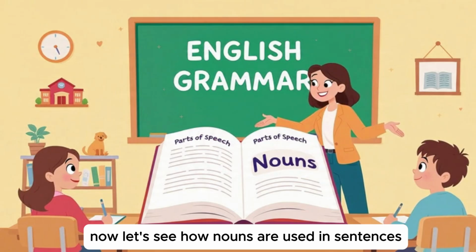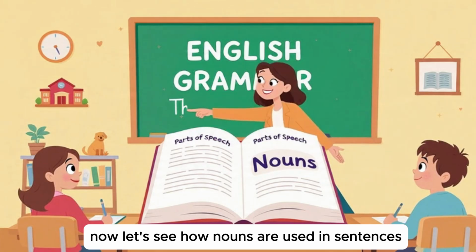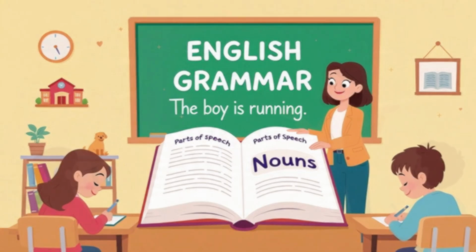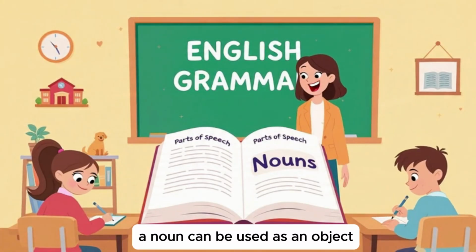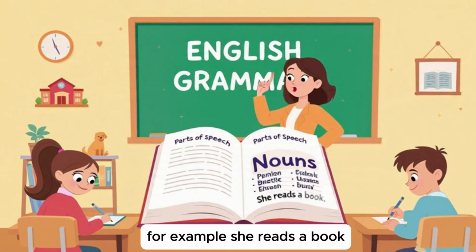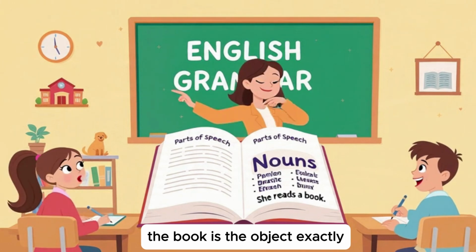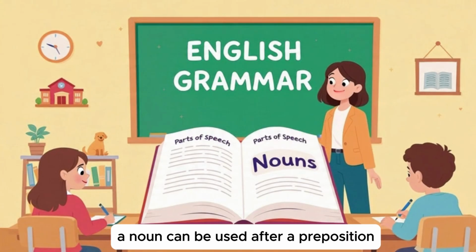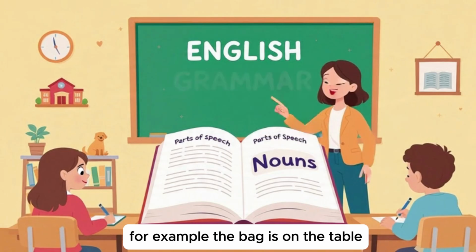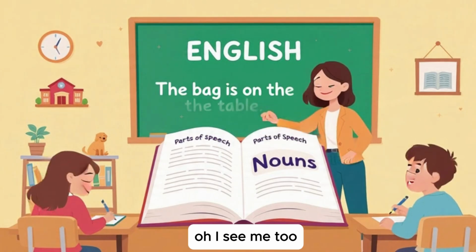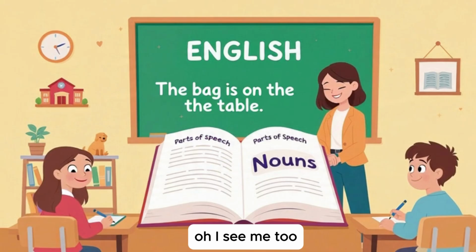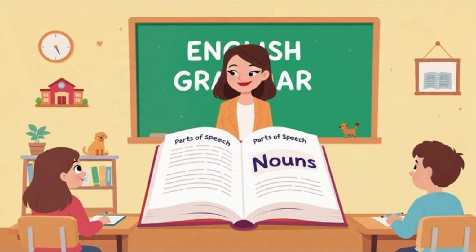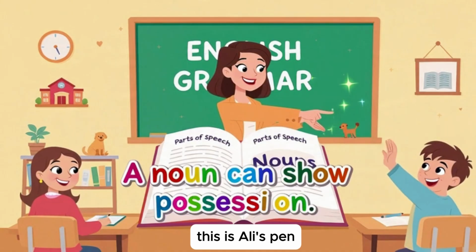Now let's see how nouns are used in sentences. A noun can be used as a subject. The boy is running. A noun can be used as an object. For example, she reads a book. The book is the object. Exactly. A noun can be used after a preposition. For example, the bag is on the table. Oh, I see. A noun can show possession. This is Ali's pen.